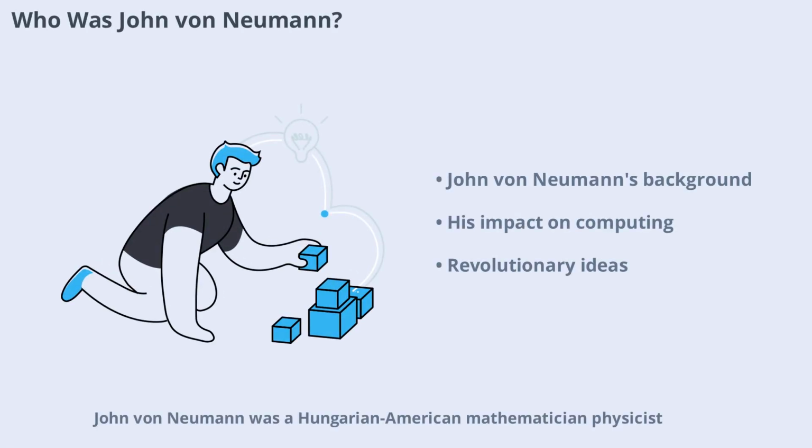John von Neumann was a Hungarian-American mathematician, physicist, and computer scientist. His contributions span many fields, but his work in computing changed the world. In the 1940s, he proposed a new way to design computers, making them more flexible and powerful.